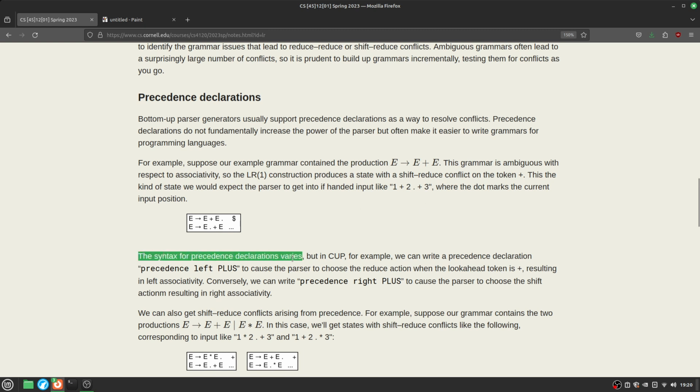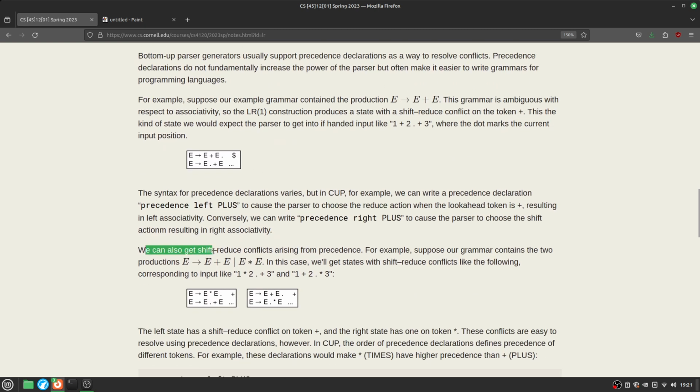The syntax for precedence declaration varies, but in CUP, for example, we can write a precedence declaration, precedence left plus, to cause the parser to choose the reduce action when the look ahead token is plus, resulting in left associativity. Conversely, we can write precedence right plus to cause the parser to choose the shift action, resulting in right associativity. Okay, so we can just tell it to reduce here, or we can tell it to shift.